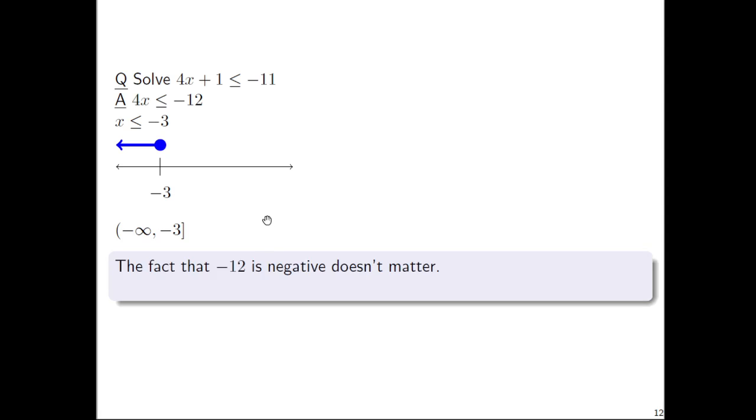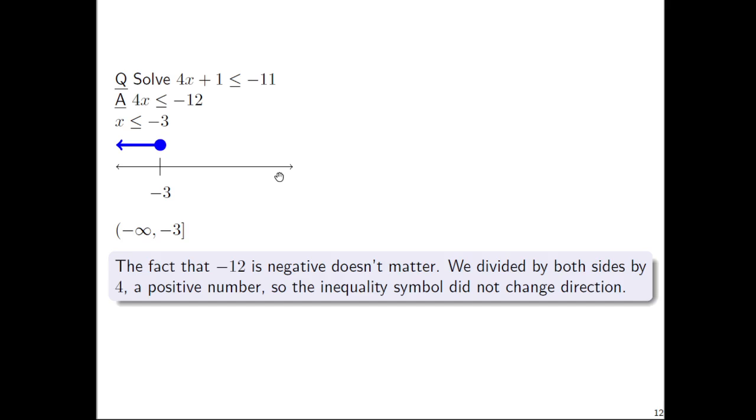The comment that I'd like to make is that the fact that negative 12 is negative doesn't matter. You notice that the direction of the inequality symbol did not flip. We divided both sides by 4. 4 is a positive number, so the inequality symbol did not change direction. Let's do another example just to make sure.